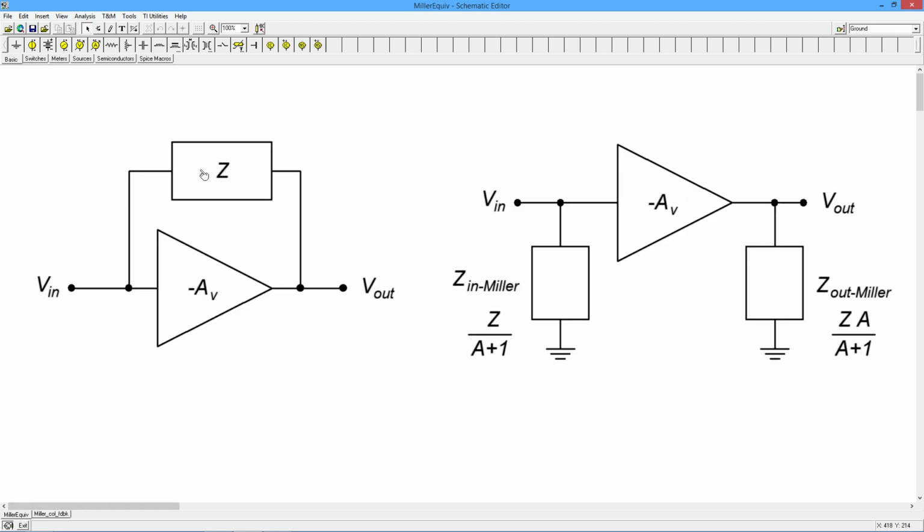You have an inverting amplifier with an impedance strapped across it, so this could be pure resistance. It could be a capacitance or an inductance or some complex Z. We can translate it into a Miller input equivalent and a Miller output equivalent, which are functions of gain. Basically, it always reduces the value. The Zin-Miller plus the Zout-Miller will equal whatever the actual Z value is you started with.